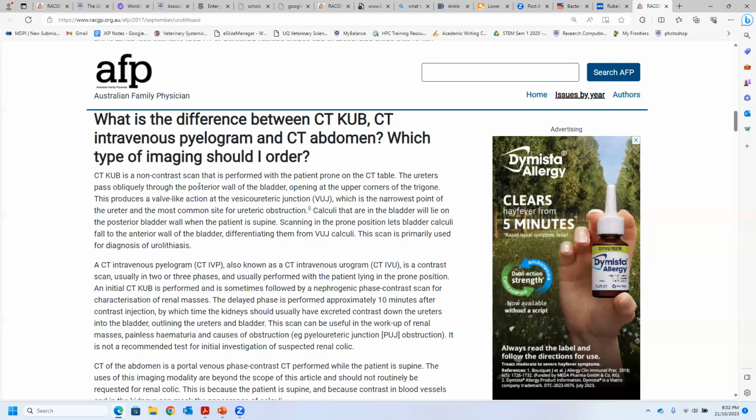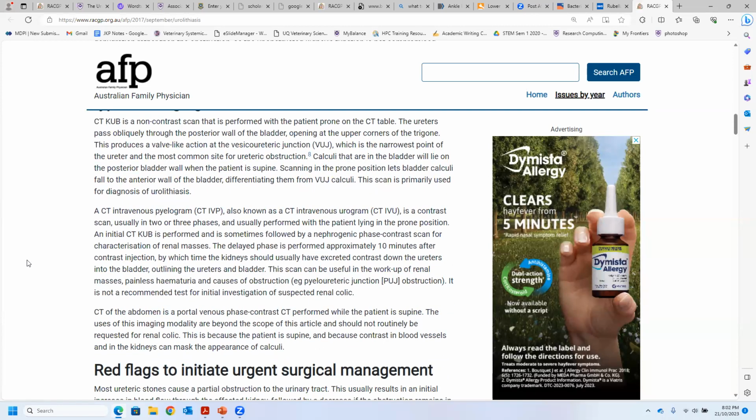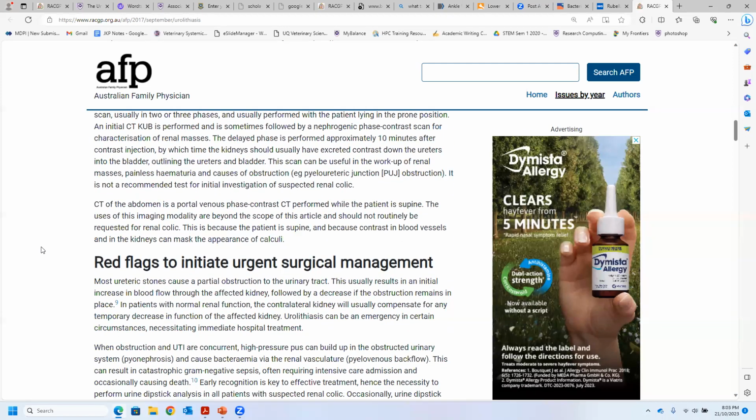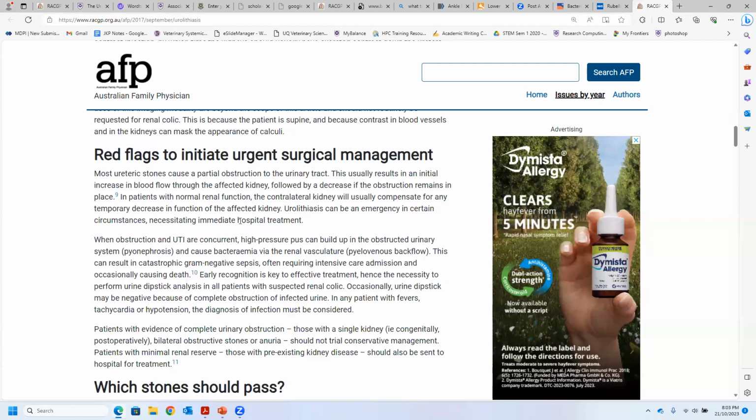Now, CT-KUB is a test that is performed to tell you about the type of stones. And CT-IVP is a contrast scan that you do. It gives you information about whether there are urodynamic problems in the bladder, kidney, or ureter. CT-IVP is also more useful for diagnosing masses of the renal parts. For example, cancer, CT-KUB will not give you more information about the anatomical relation of it. Instead, we do CT-IVP for that. But for renal colic, CT-KUB is the best thing that we do.